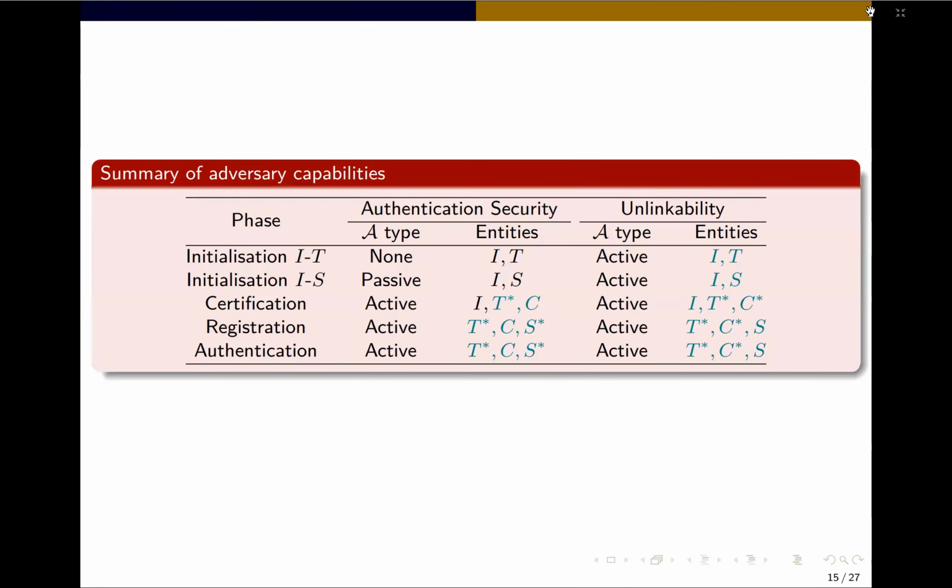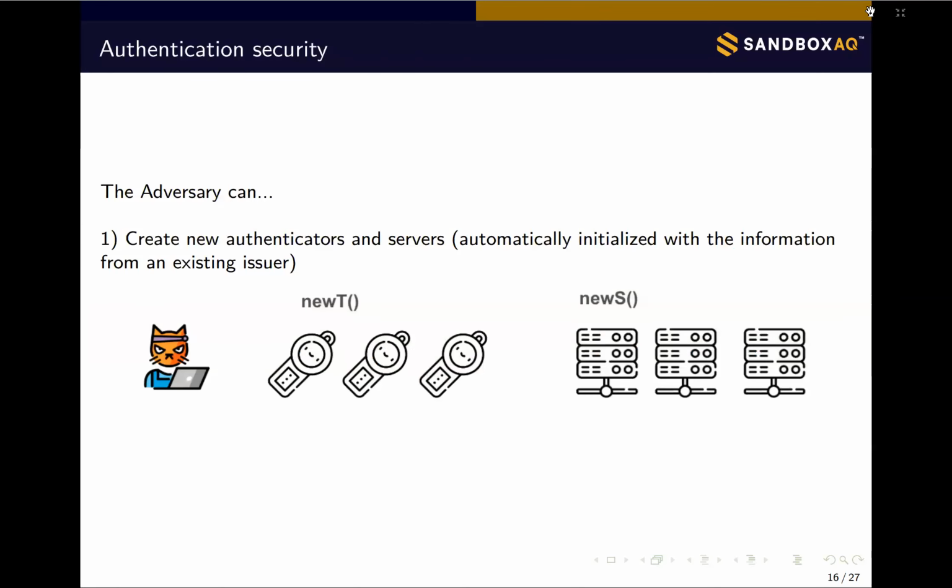And this is a summary of the adversary capabilities that we consider in our definition and in our experiments. The entities that can be controlled by the adversary are highlighted in green, and as you can see, there are some asterisks because there can be some exceptions. But basically, for the authentication security experiment, we don't allow an active adversary during the initialization phase, but we allow it for the anonymity experiment, and the issuer cannot be corrupt in the authentication security experiment. So I will go into a bit more detail on that.